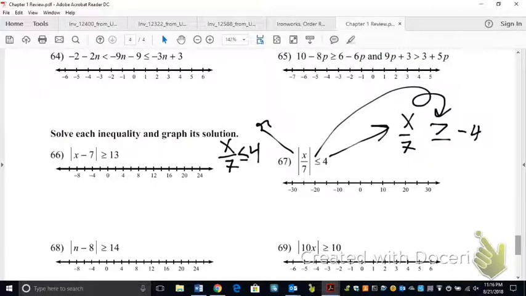So when we break out from those inequality signs, we want to not only change the right-hand side to a negative, but we also want to flip the inequality sign. So here we have x over 7 is less than or equal to 4, or greater than or equal to negative 4.